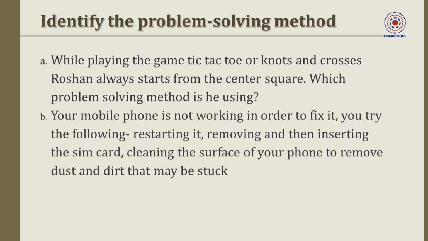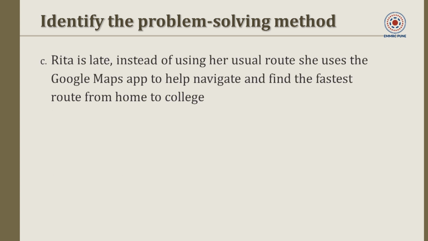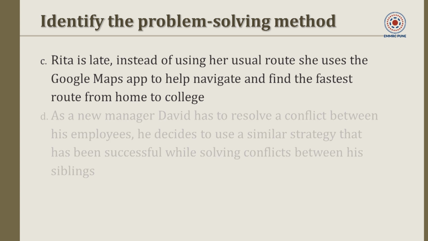Your mobile phone is not working. In order to fix it, you try the following: restarting it, removing and then inserting the SIM card, cleaning the surface of your phone to remove dust and dirt that might be stuck. Rita is late. Instead of using her usual route, she uses the Google Maps app to help her navigate and find the fastest route from home to college.